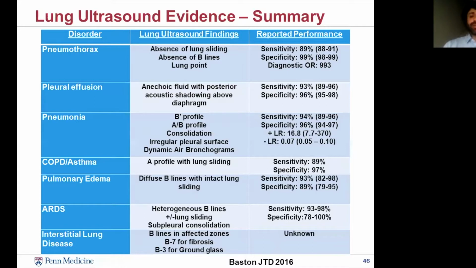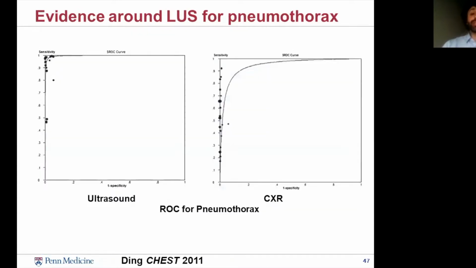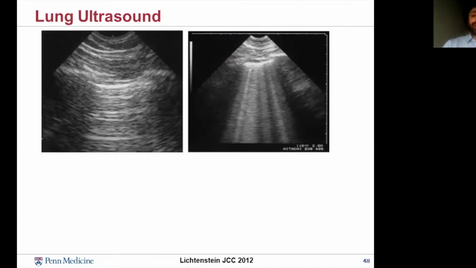ARDS is a little bit more challenging, but being able to determine that can be useful in a patient who's on ventilation. And the future state, work being done now, is in determining the performance of ultrasound for looking at interstitial lung disease. Just as an example, the meta-analysis in 2011 demonstrated that ultrasound was much better at detecting pneumothorax than chest X-ray. This is in trauma patients. It's still a really useful technique.